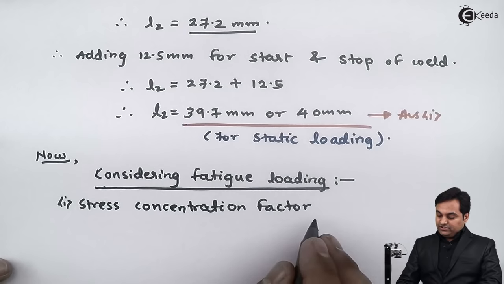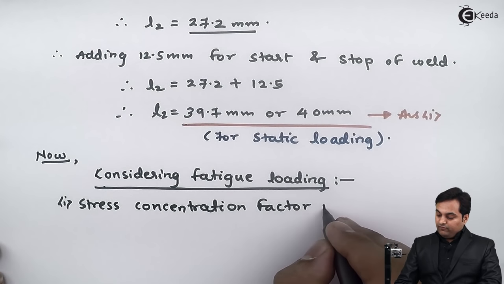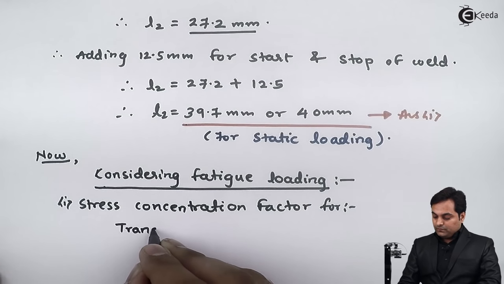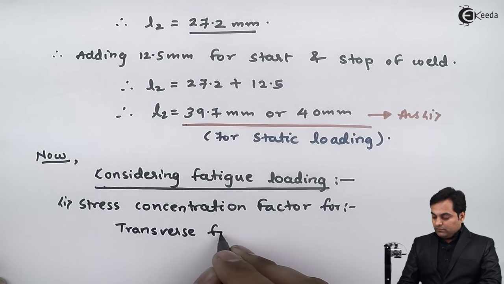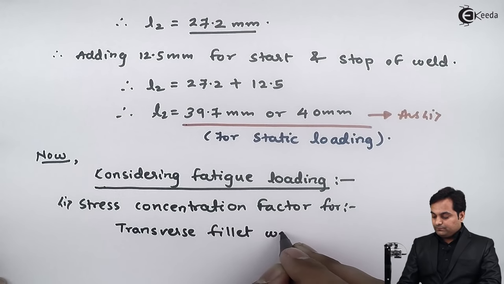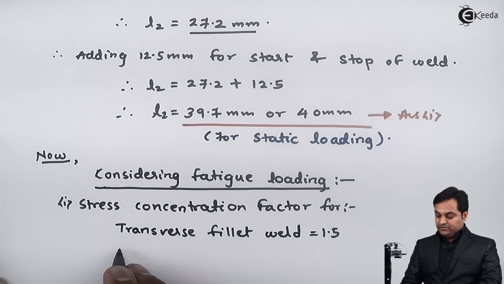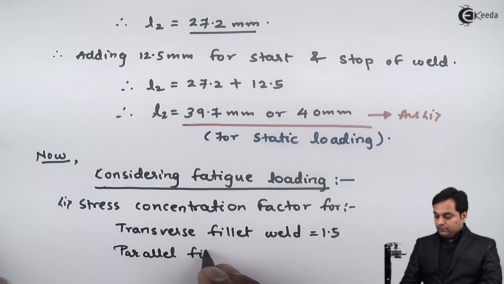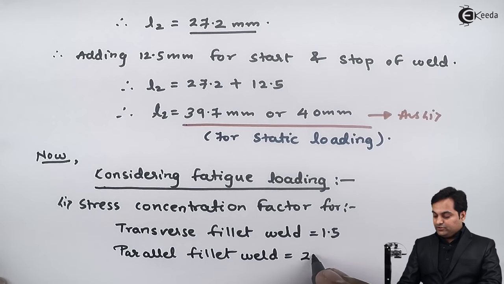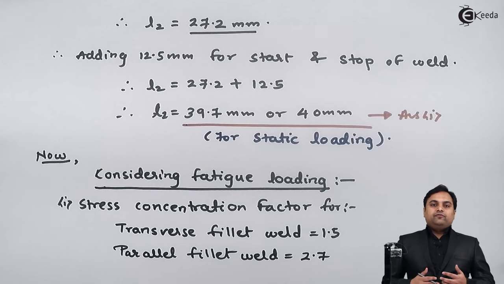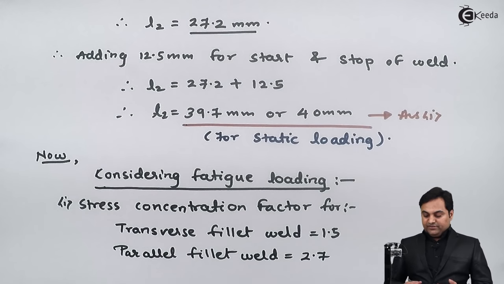the value is, stress concentration factor for transverse fillet weld, it is 1.5. Next, for parallel fillet weld, stress concentration factor is 2.7. So this approach we have to use for fatigue loading, that is to get the stress concentration factor.